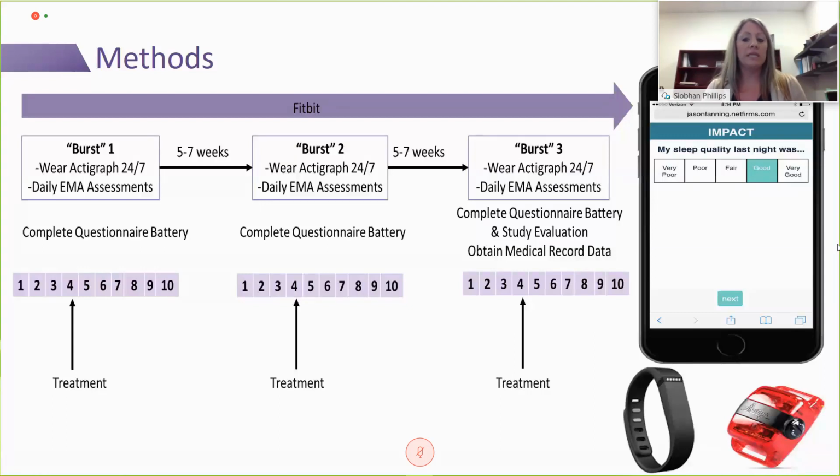EMA involves repeated sampling of subjects' current behaviors and experiences in real time in subjects' natural environments. EMA aims to minimize recall bias, maximize ecological validity, and allow the study of microprocesses that influence behavior in real-world contexts.